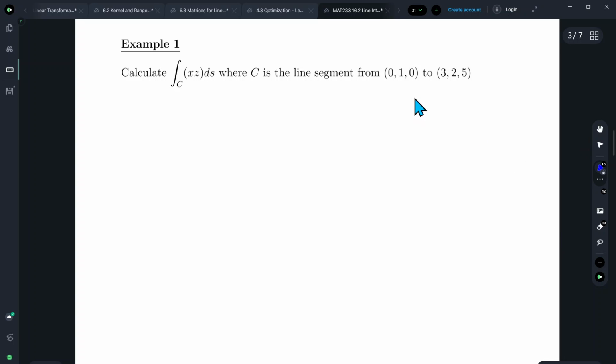Okay, so let's take a look at an example where we calculate a line integral with respect to arc length. It doesn't state it specifically, but you can tell from the way this line integral is set up. Here you have a function f of x, y, z, so this is a 3-variable function, and here the ds represents arc length.